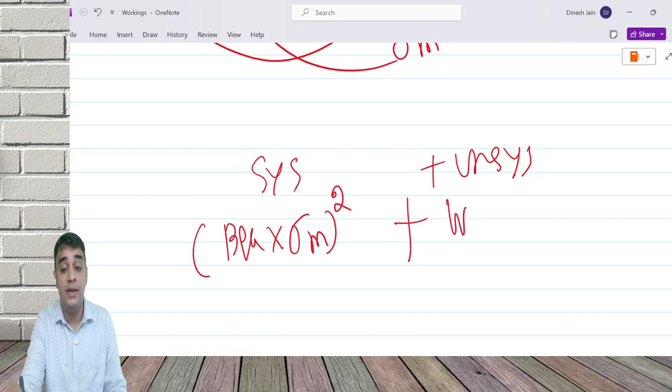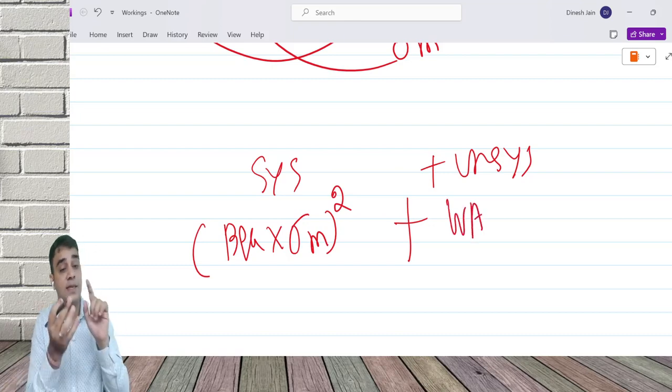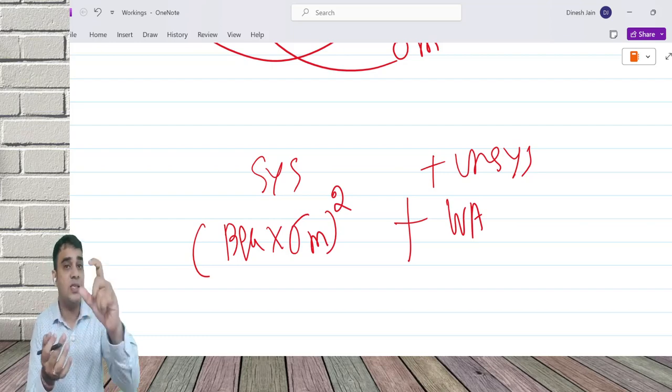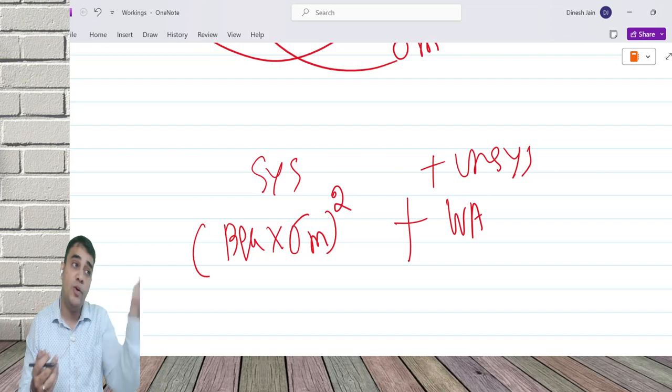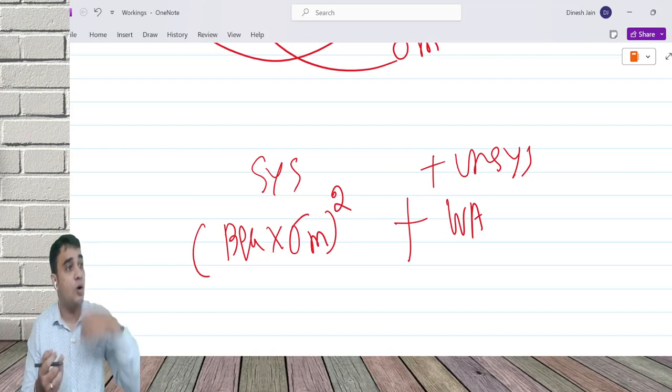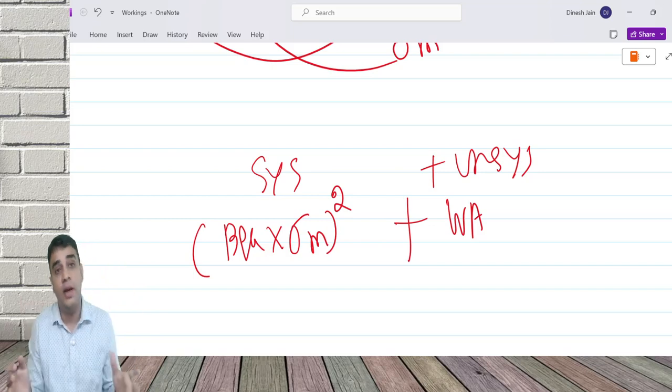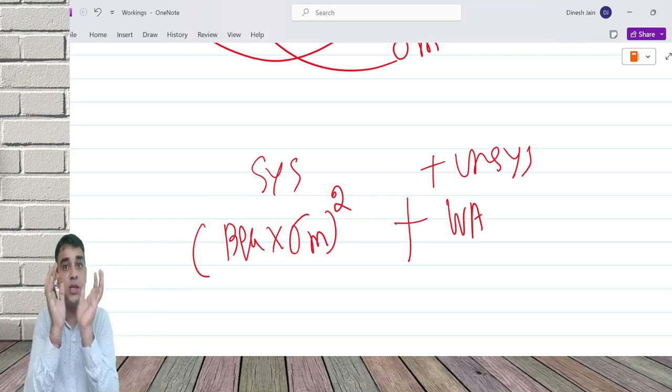Unsystematic risk is the weighted average of the unsystematic risk of A, B, C, D, E, F, G, H, whichever securities you have. Just take their unsystematic risk. How will you calculate it? Go back to the normal calculation: total risk less systematic risk gives you unsystematic risk. Is it going to be very difficult? That is easier to do because I just need to analyze the security.